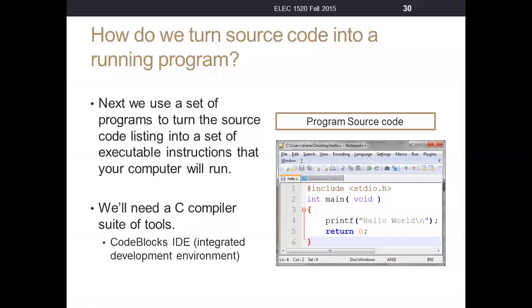We need a C compiler in order to take the program source code that we just wrote here, in that text editor. We need to be able to turn that into a set of executable instructions that our computer knows how to run. We're going to use the CodeBlocks IDE. Remember, IDE stands for Integrated Development Environment, and its suite of tools in order to create that executable program.